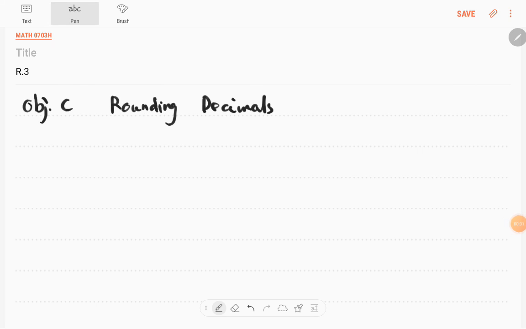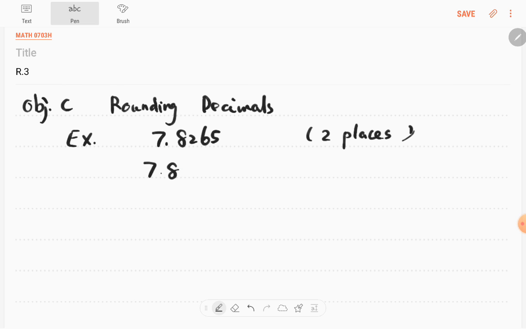Now let's check objective C, how to round the decimals. Let's check the example. If we want to round this decimal to the nearest hundredths, which means we keep 2 decimal places, right? Nearest hundredths, so we keep 2 decimal places. So how can we do this?